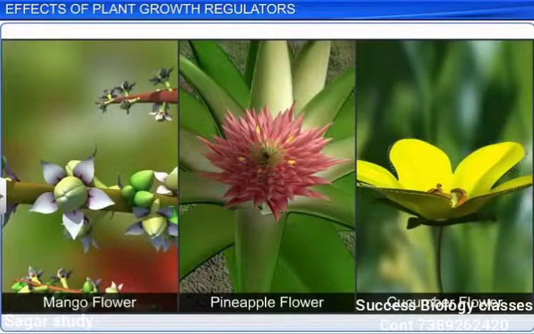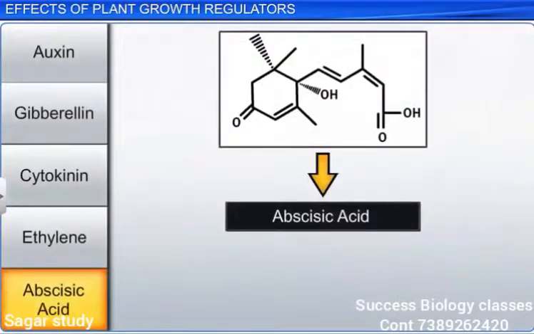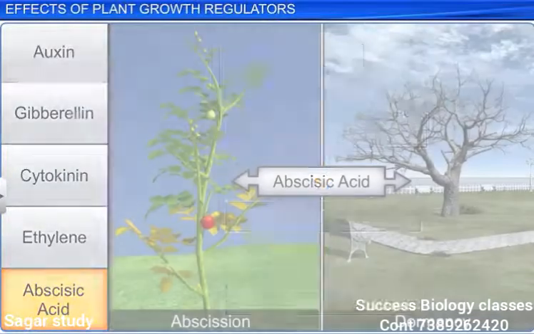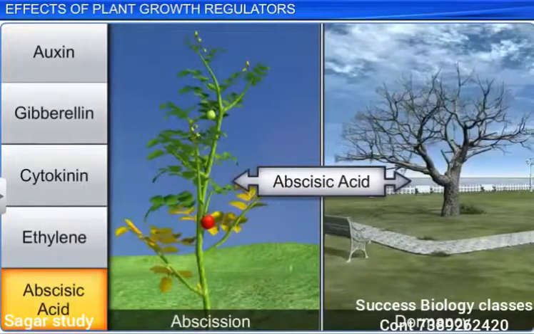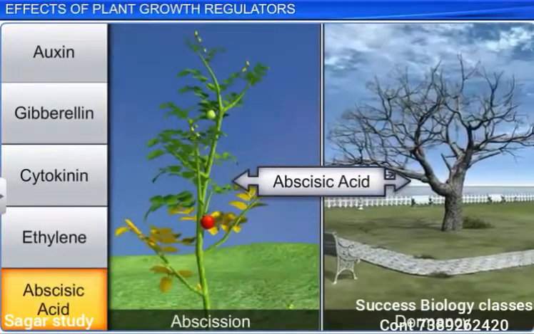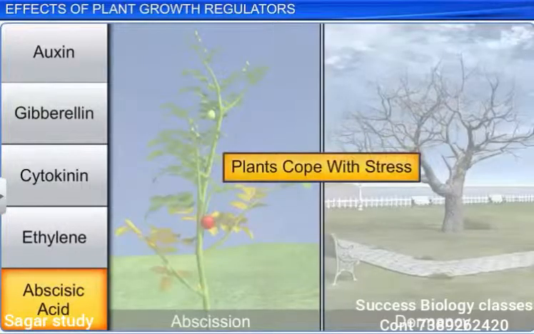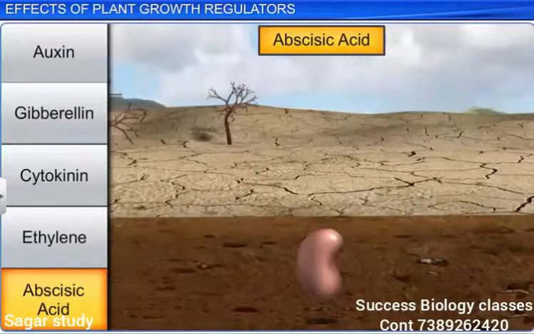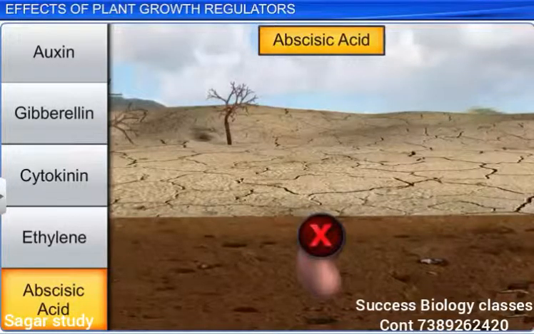Abscisic acid is a plant growth inhibitor that regulates abscission and dormancy in plants. It helps plants cope with stress and is hence known as a stress hormone. In the case of unfavorable environmental conditions, it inhibits germination of seeds.